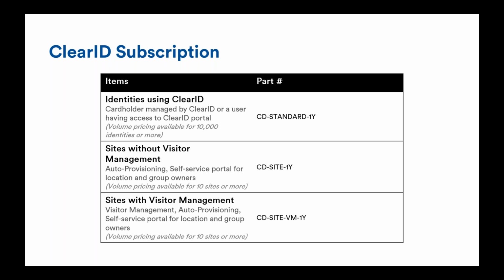Now, do note, based off this chart, there are two iterations of our site license. One includes visitor management, while the other does not. And these licenses can be used in a multitude of combinations depending on how many sites the customer has and which sites specifically require visitor management, where others are just going to be accessed by employees.